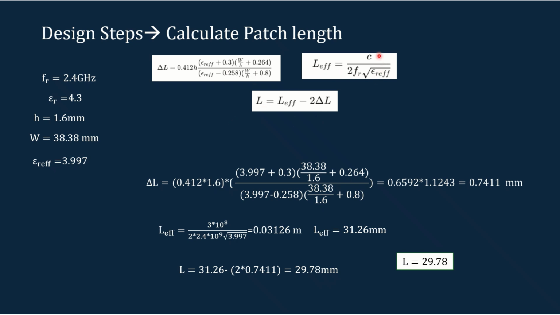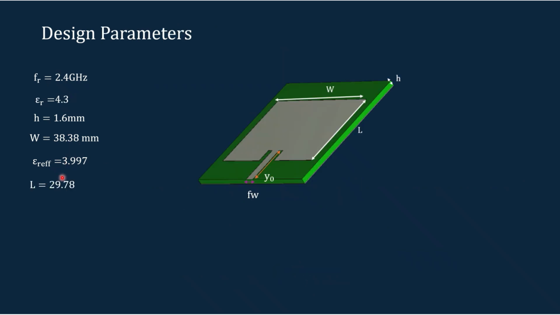L effective can be given by this expression C by 2 FR into square root of epsilon R effective, and delta L, the fringing effect length, can be given by this expression. By substituting all these values, you can get delta L as 0.7411 and L effective as 31.26 mm. Substituting L effective minus 2 delta L, you will get the length of the patch as 29.78 mm. So now we have calculated width, effective permittivity and length.